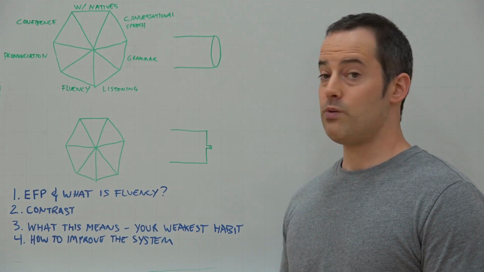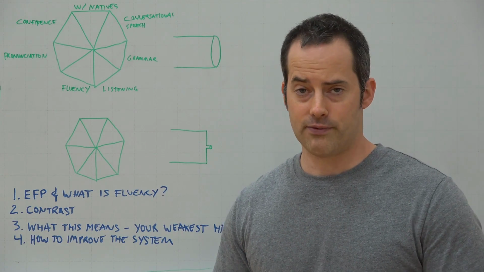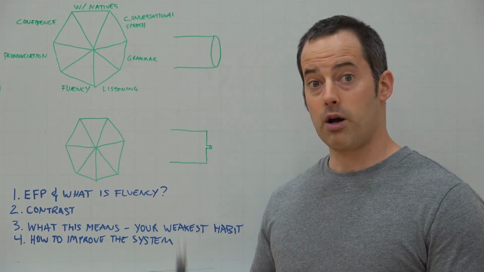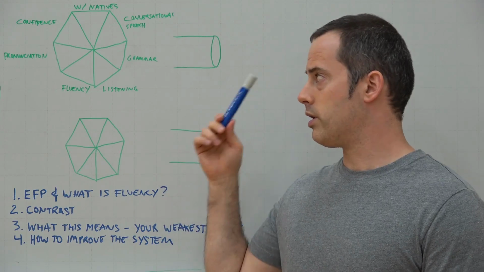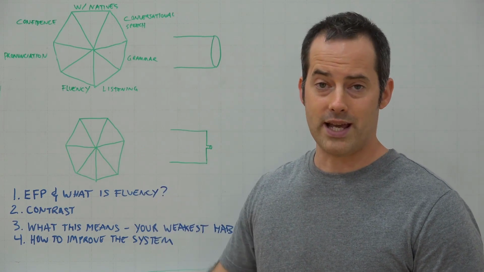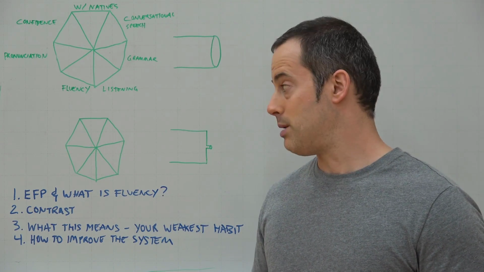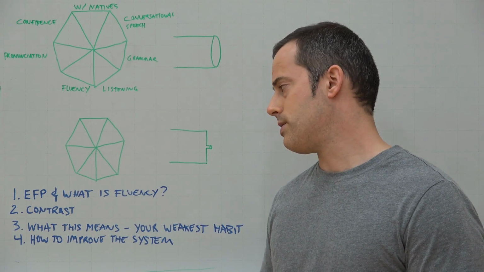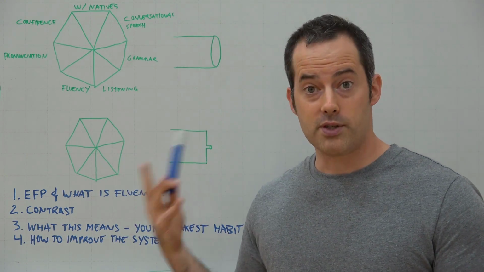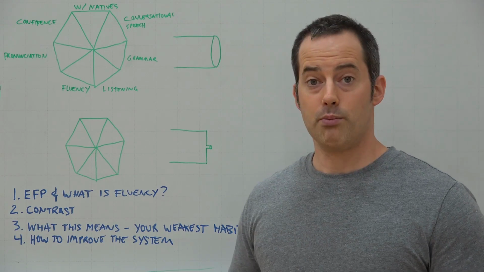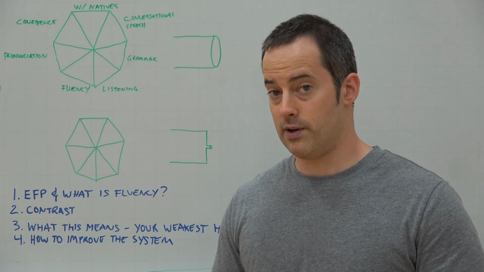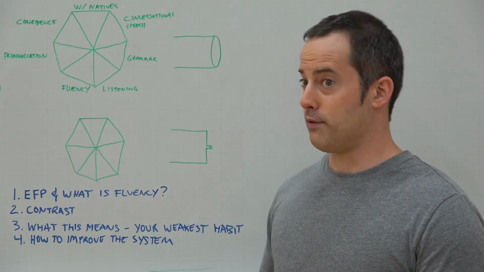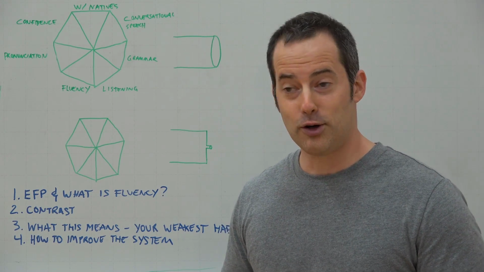So number one, I'm going to explain what I call the English Fluency Profile and talk about what fluency is as well. And we're going to talk about the difference between natives and learners, or most people who fall into these two categories. And then we'll talk about what this means and then what you can do to improve the system for you specifically. Now, I know this kind of looks a little bit technical.